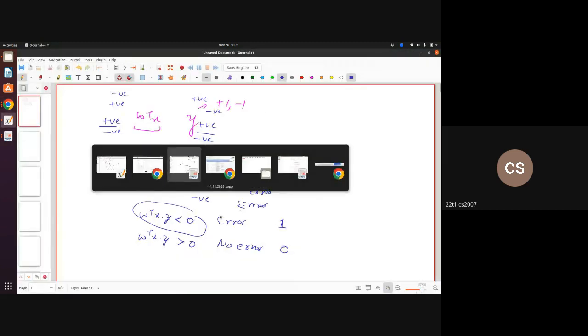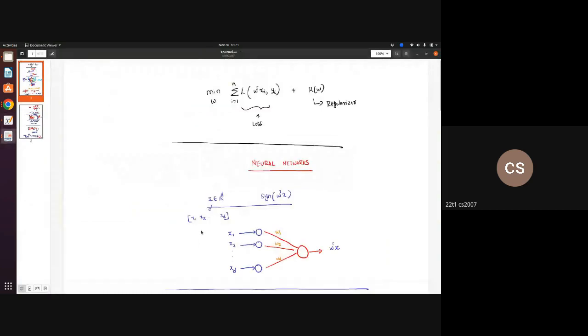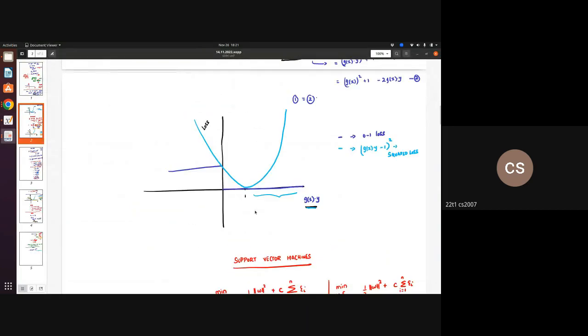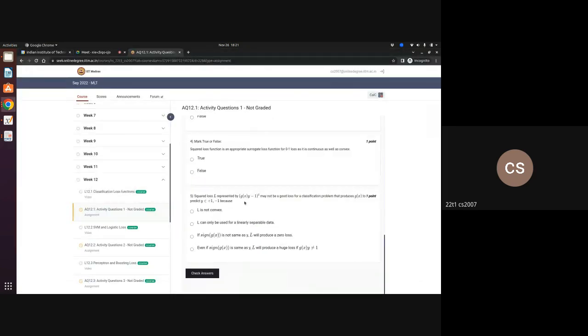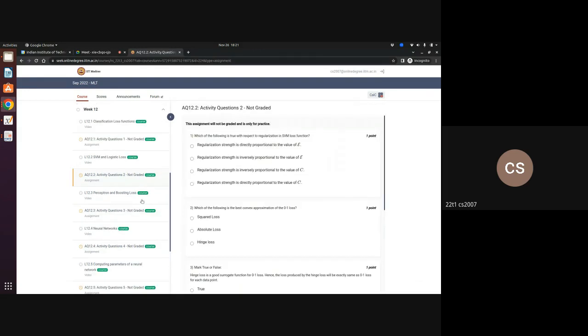If you look at this region, what is happening? W transpose X into Y is equal to 1. In that case, you put 1 here, 1 minus 1 is equal to 0, so squared loss comes out to be 0. This is correct, but all this region is not correct. So that's why this squared loss may not be a good loss for representing 0-1 loss. All right, let's move on to the next set of questions.